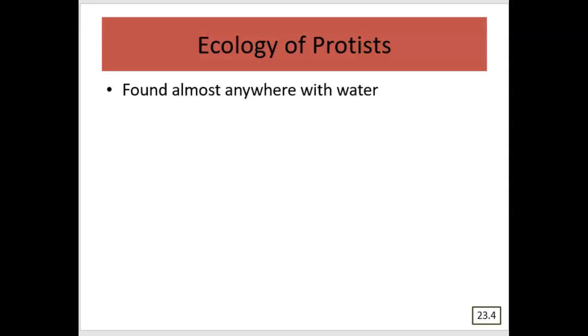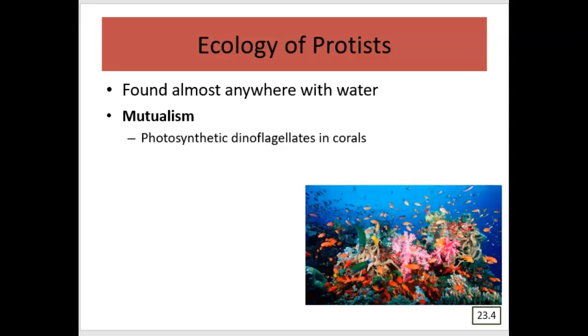There are a lot of protists that are involved in mutualistic relationships. Mutualism is when both members are benefited. One example of that is that dinoflagellates live in a mutualism with coral. So in this example, the dinoflagellates, since they're photosynthetic, are able to provide energy molecules to the coral. The coral gives the dinoflagellate a place to live and protection.